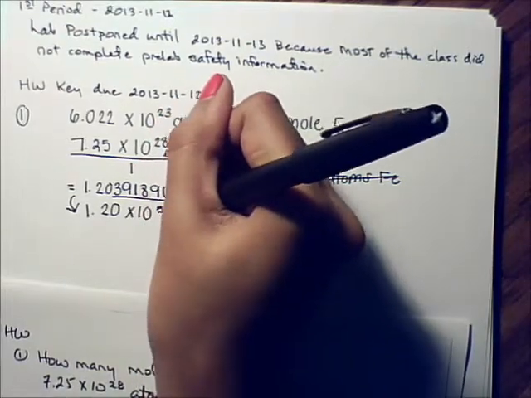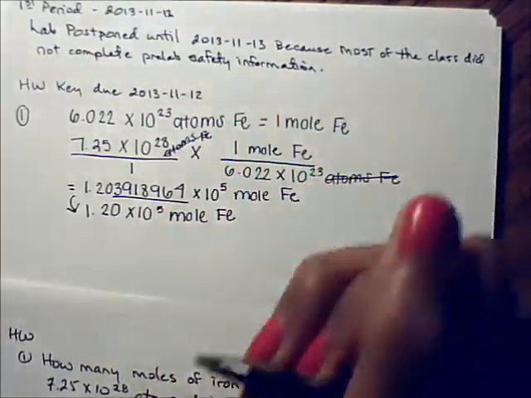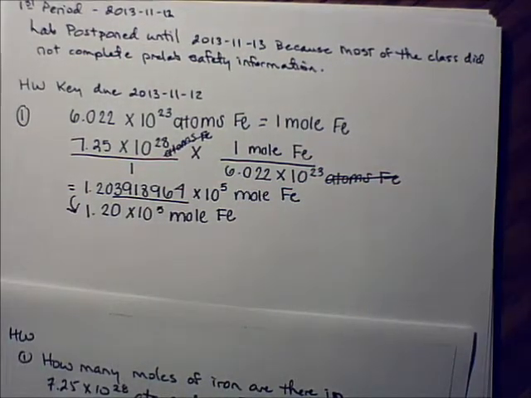How do you know where to round? Look at the numbers in your problem. Find the number with the least digits. In multiplication and division, that's the rule. Okay, but it only applies to multiplication and division. Doesn't apply to addition and subtraction.